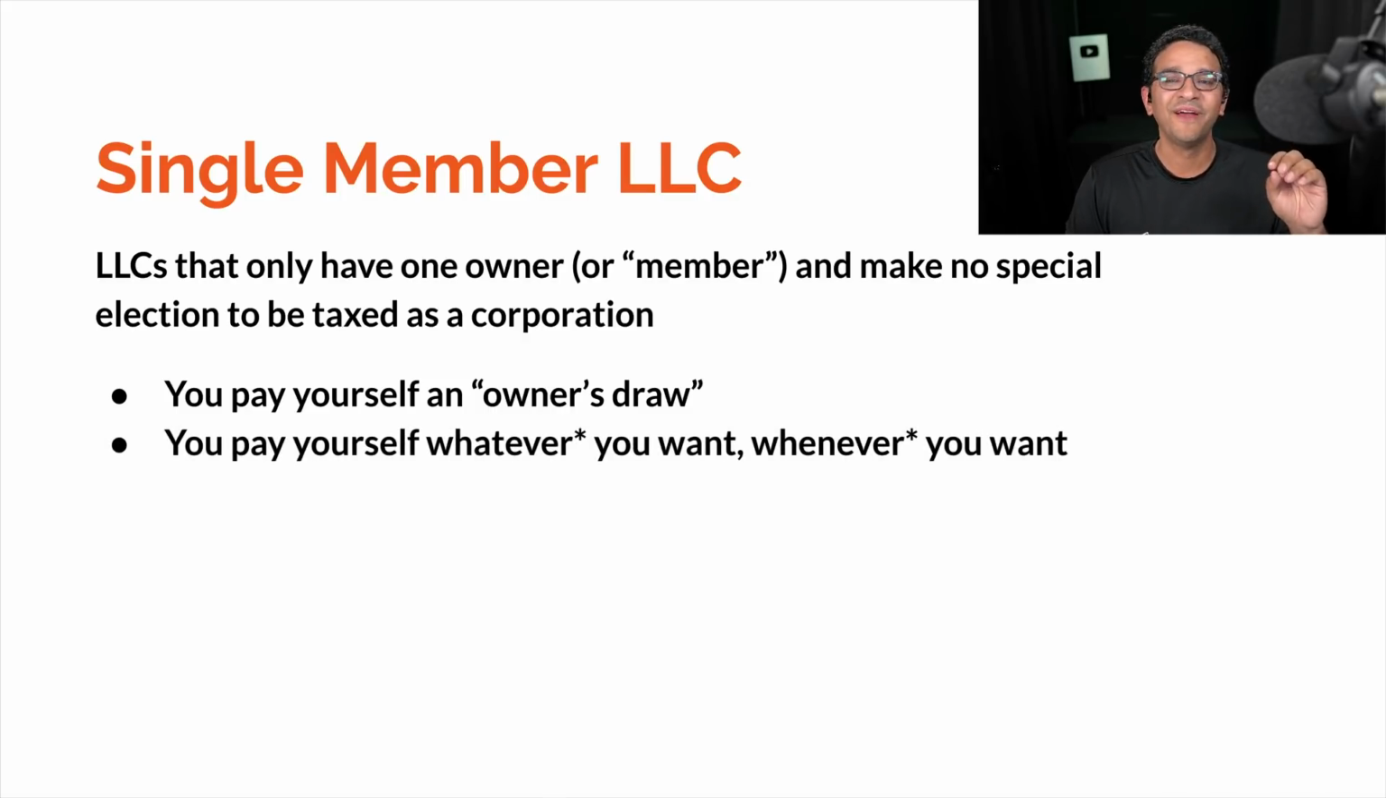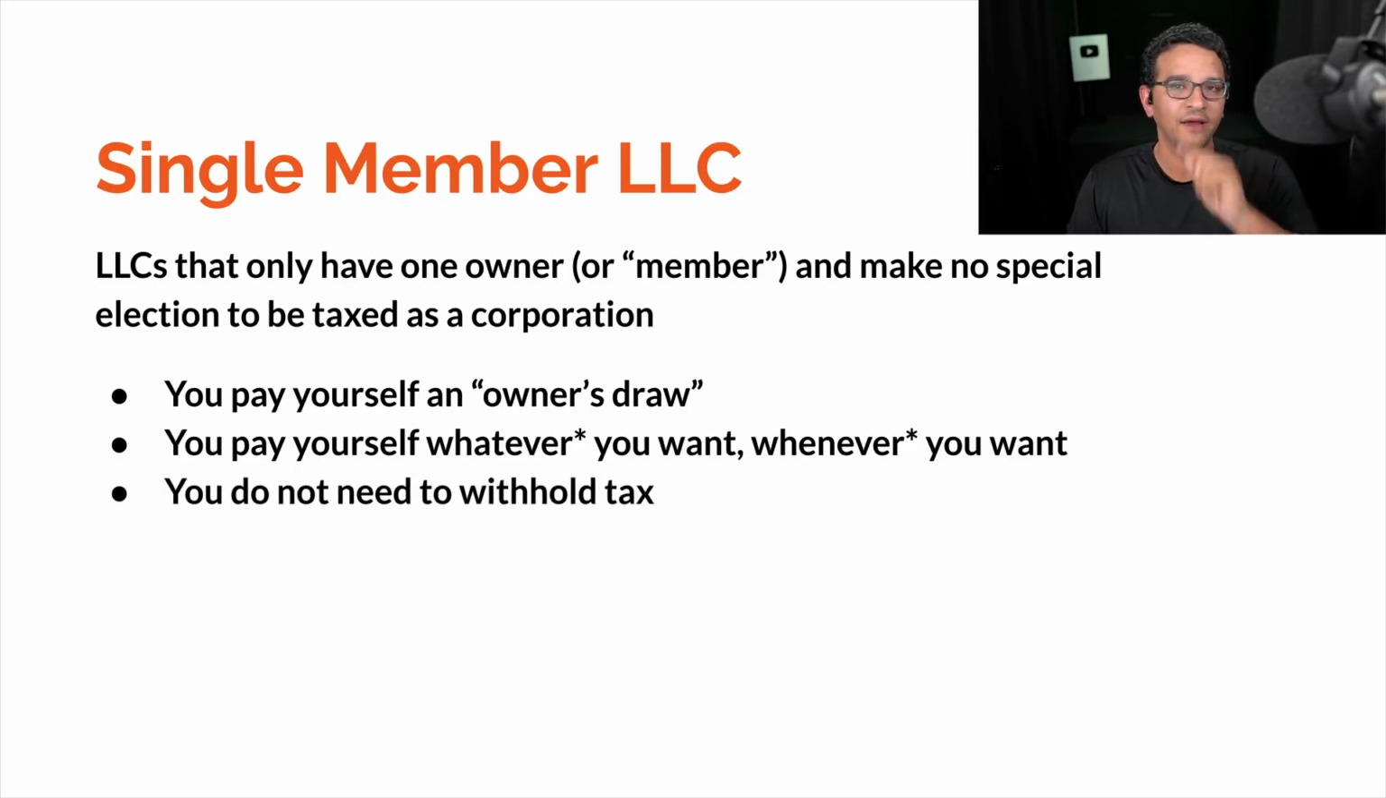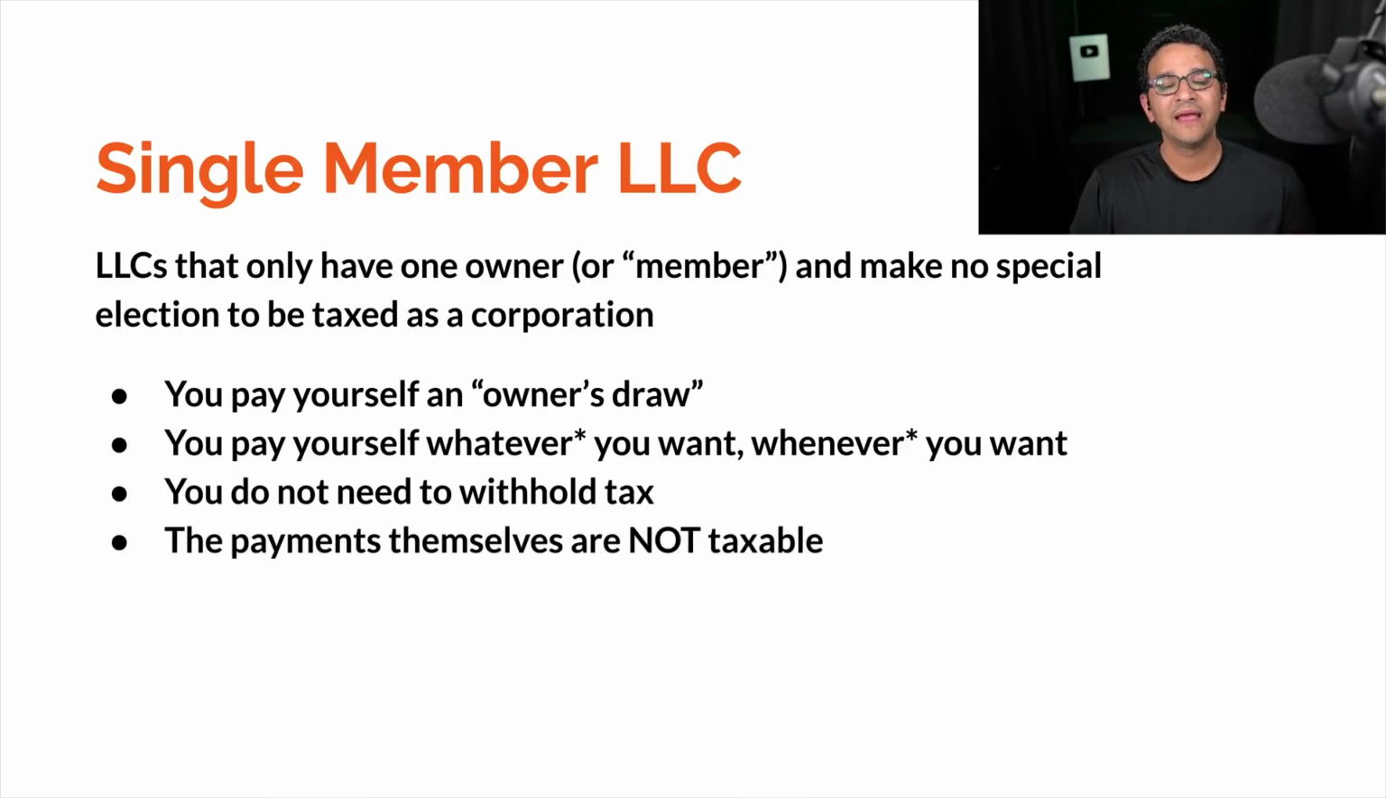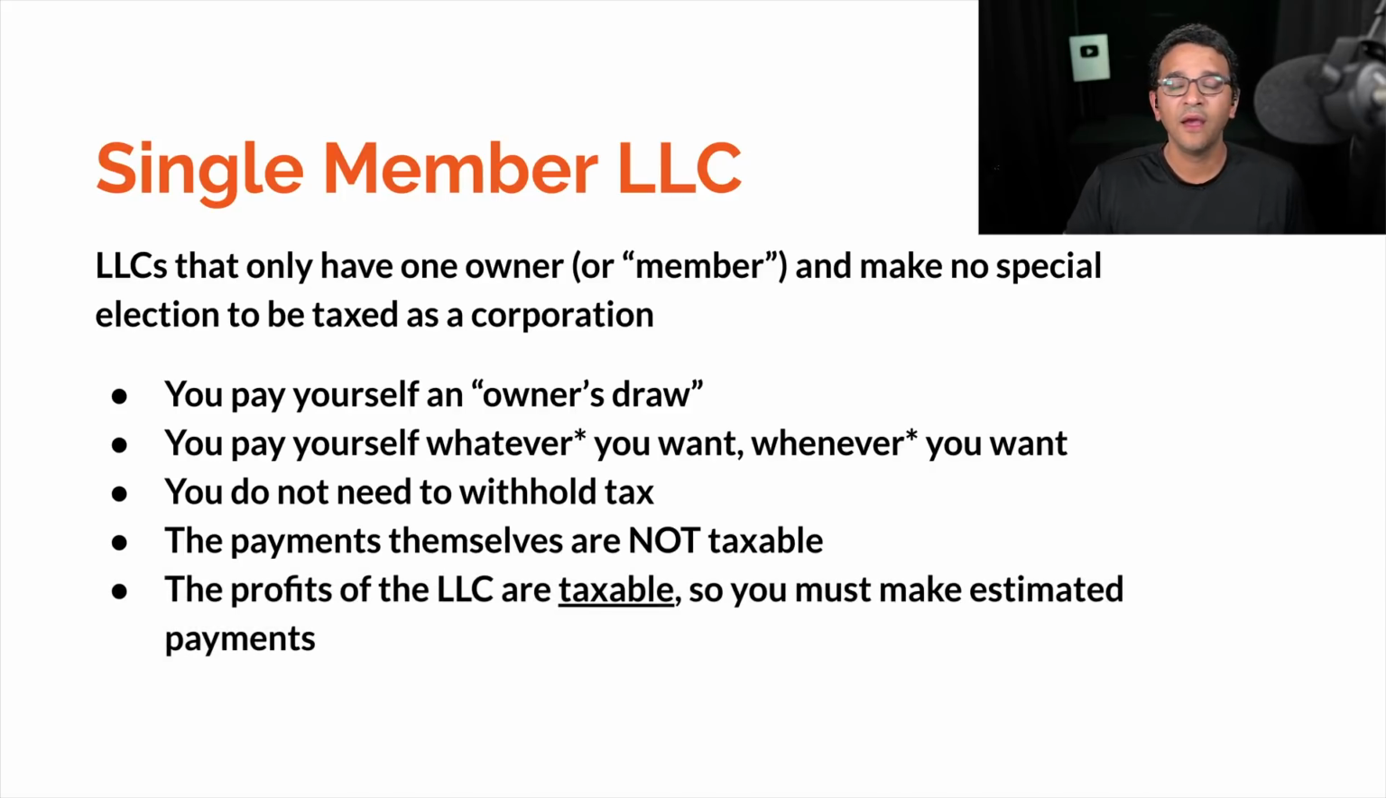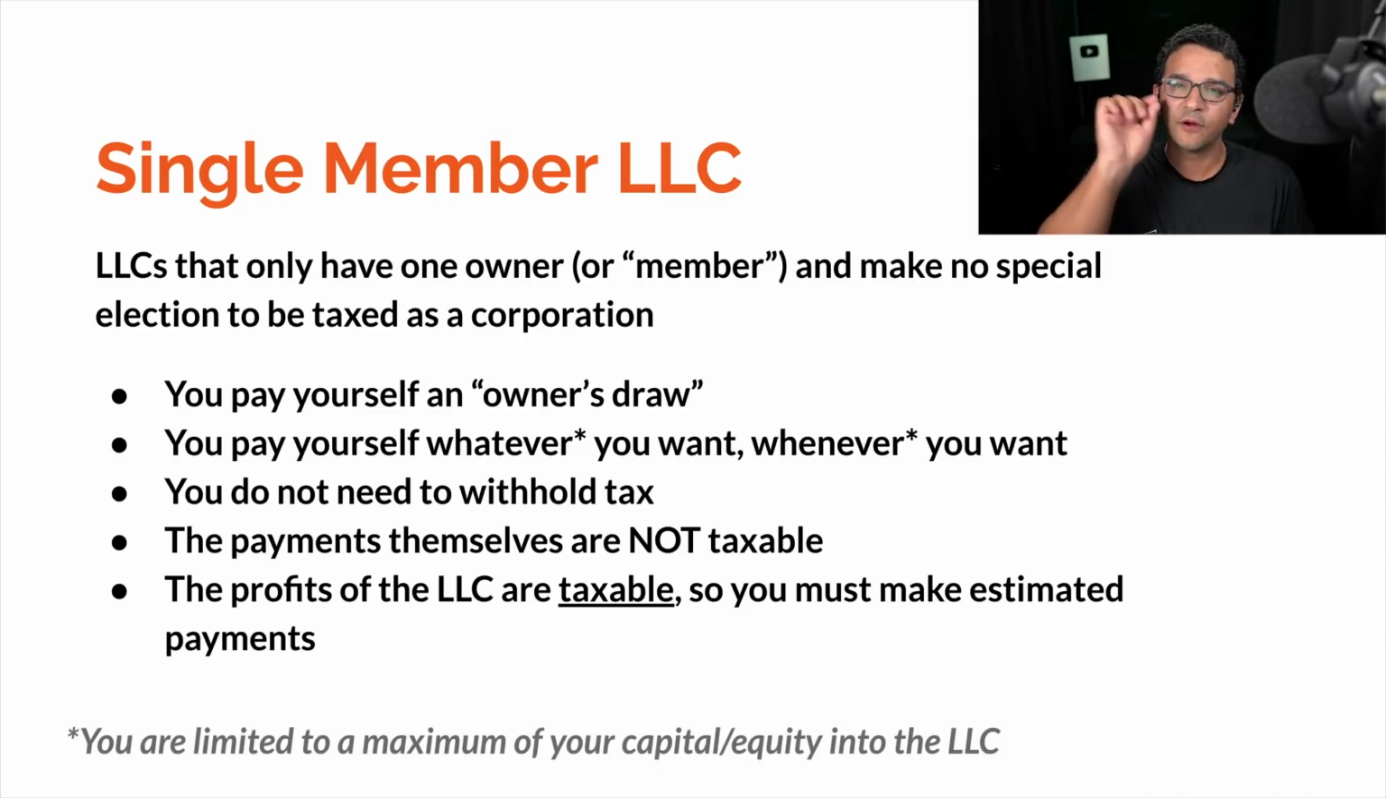You can pay yourself whatever you want. And there's a little asterisk there, which we'll discuss in a second. You don't need to withhold any tax in those payments. The payments themselves are not taxable. There's no tax attached to the payment. Although, again, we're going to discuss the asterisk in a second. What gets taxed ultimately is the profits of the business. So your income minus your expenses. And because you're being taxed on the profitability of the business, not the distributions, you have to make estimated taxes based on that profit.